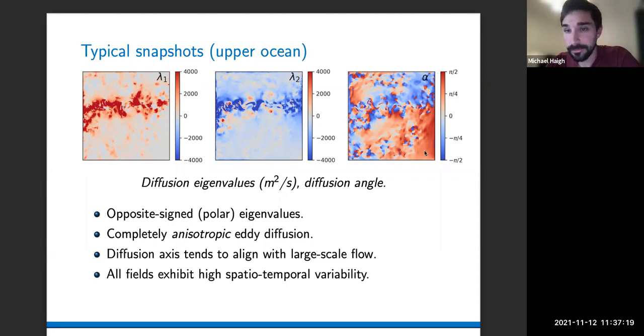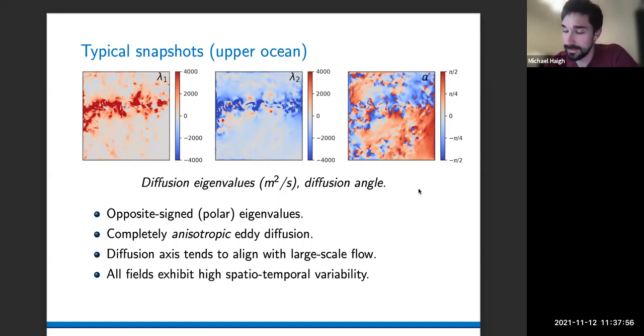The diffusion angle on the right quantifies the orientation of the preferential down gradient eddy diffusion. This is an angle which runs from pi by 2 to minus pi by 2. It's only pi periodic, so the darkest reds and the darkest blues are equivalent to one another. I'll highlight some important properties of this. One property is that it has a tendency to lean into the shear of the eastward jet in this region. Another property for more general areas of the ocean is that the diffusion axis has a tendency to be aligned with the large scale velocity vector.